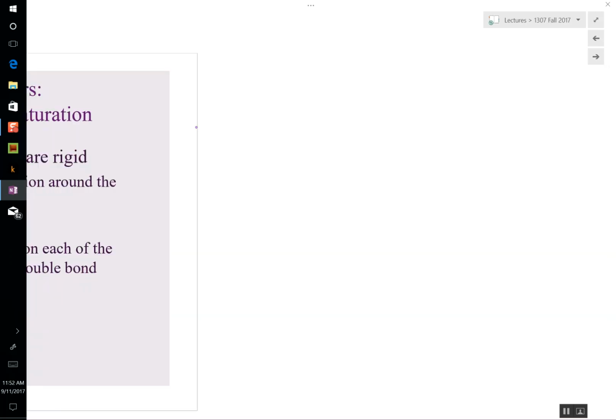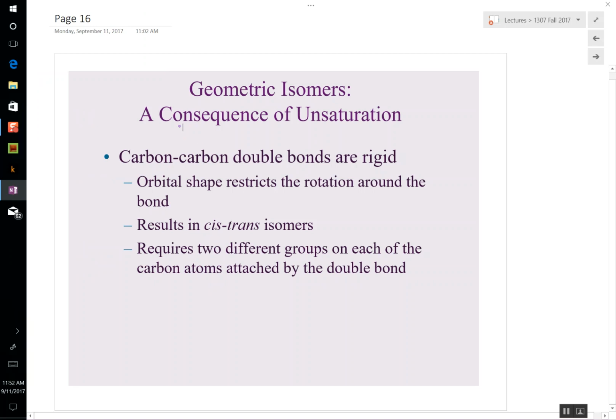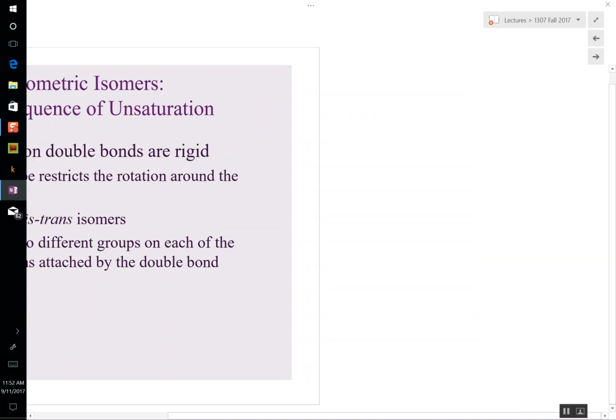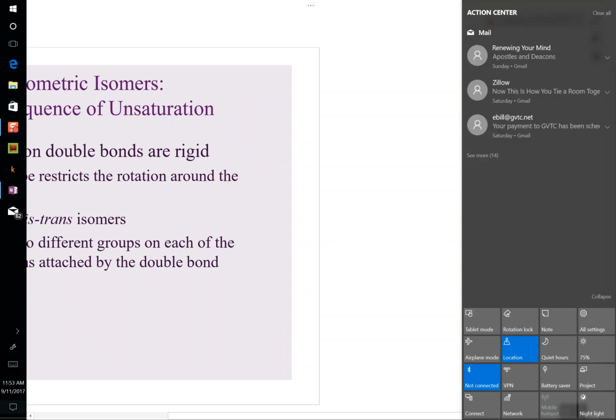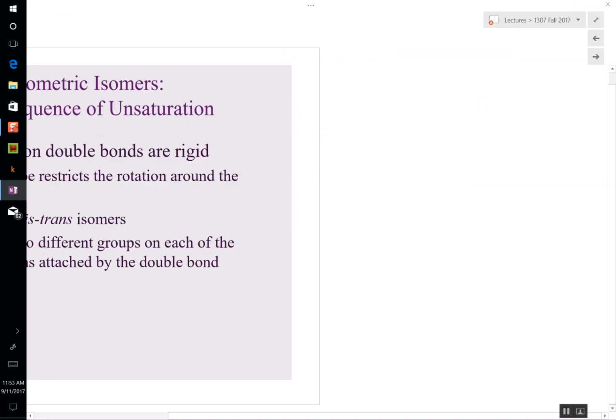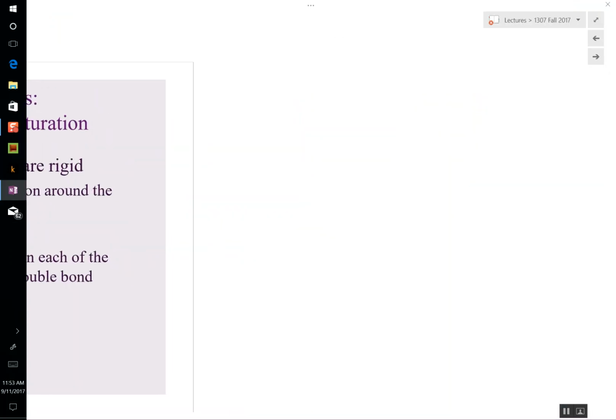I think there's a way for me to freeze. I thought I figured that out. Oh well, let's not worry about it. So here's one of them.